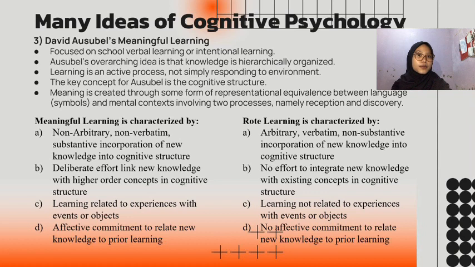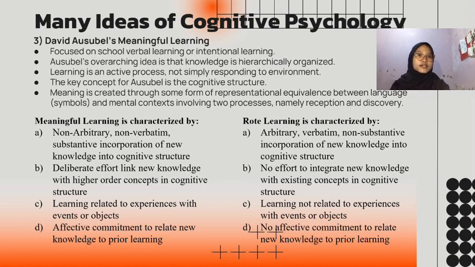Number 2 is deliberate effort to link new knowledge with higher order concepts in cognitive structure. Then, learning related to experiences with events or objects. The next is affective commitment to relate new knowledge to prior learning.